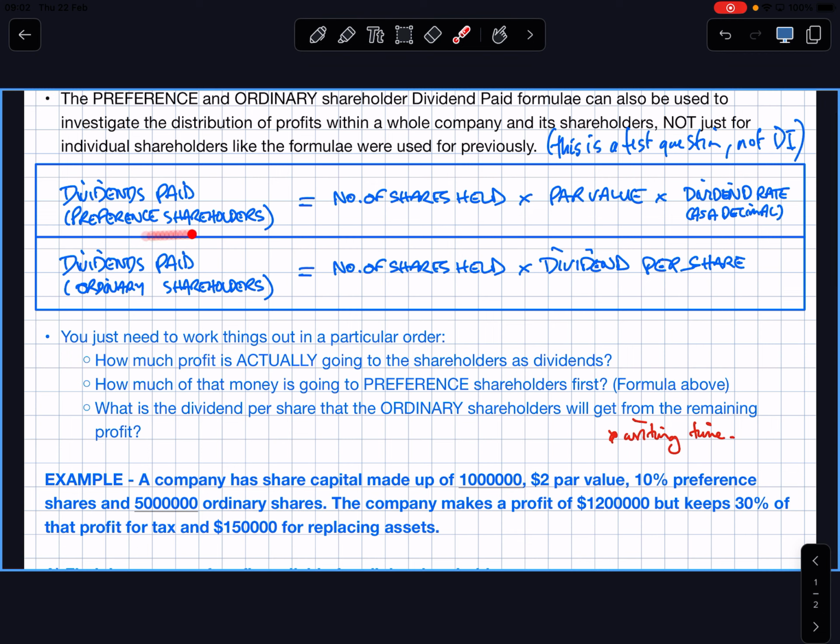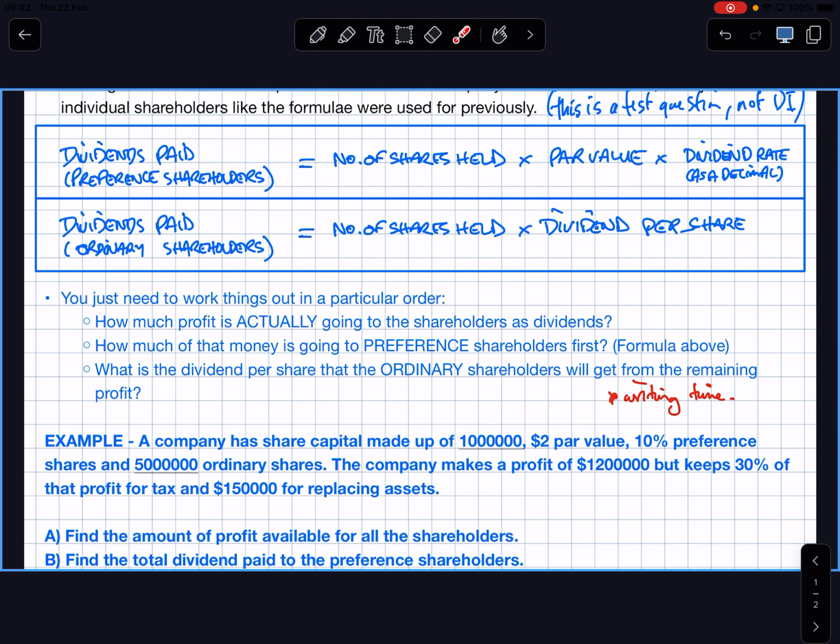So these are the same formulas as before. Dividends paid for preference is number of shares times par value times dividend rate as a decimal. Dividends paid for ordinary is the number of shares held times the dividend per share. Now, the only thing that you need to deal with is remember the difference between preference and ordinary shareholders.